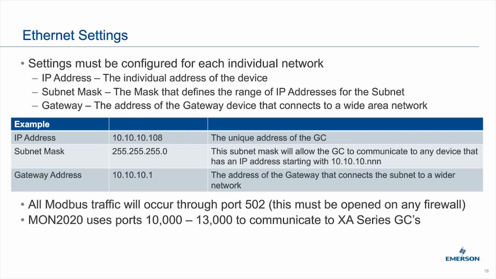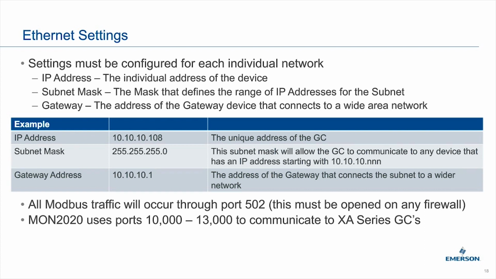The IP address is the individual address of the device. So every device on that network needs a unique IP address. The subnet mask is the mask that defines the range of addresses on that subnet. So that's the range of devices that the GC will communicate with, along with the IP settings, and we'll talk about that on the next slide a little bit. And then the gateway address. If you have a connection to a firewall, to a larger wide area network, then you would put the gateway address for that wider network in the gateway setting, although in most installations we don't see that.